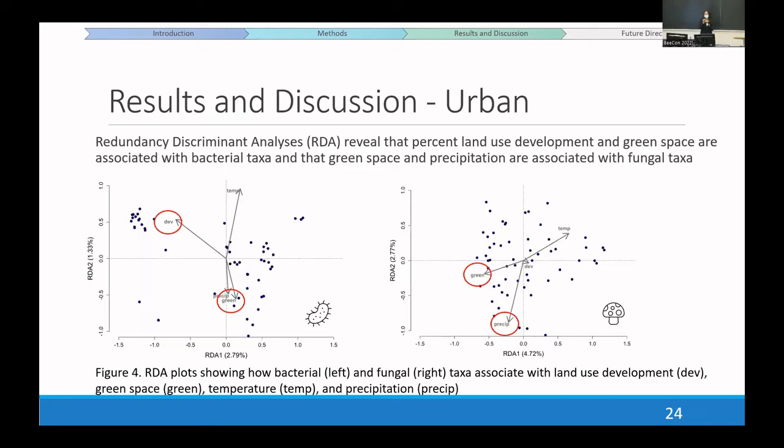We were also able to perform RDA analyses, which are similar to PCA, but also include the different environmental factors. And what we found was that land use development and green space are associated with bacterial taxa and those relative abundances across individuals, and that green space and precipitation were associated with fungal taxa. So in this way, we see that the different environmental factors are pushing and pulling and affecting the microbiome in different ways, such that there are many different factors that we have to consider in how that affects the composition of both bacteria and fungi.